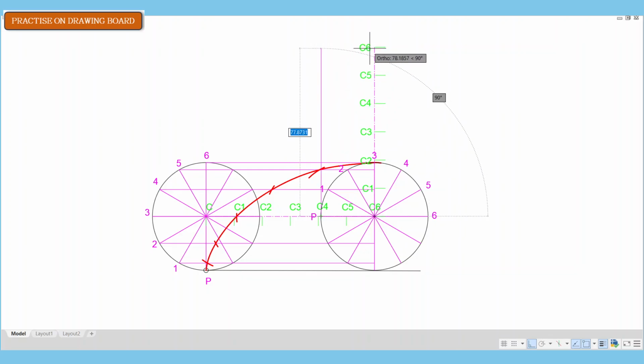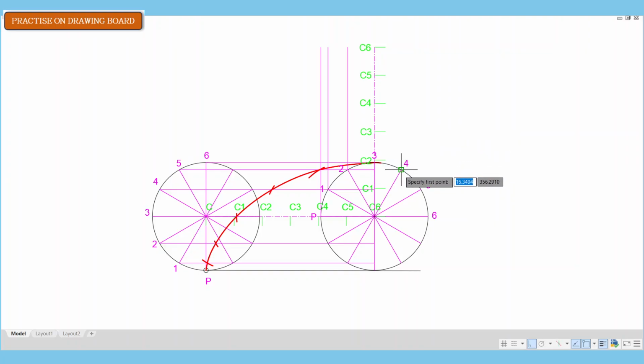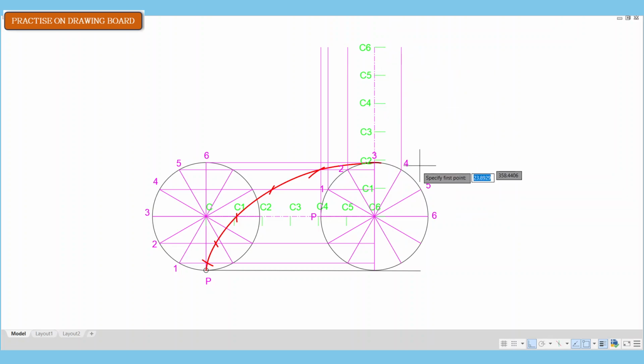So from the location of point P, and then from 1, from 2, three is already drawn with the center line, we would keep it. And then 4, 5, and 6.